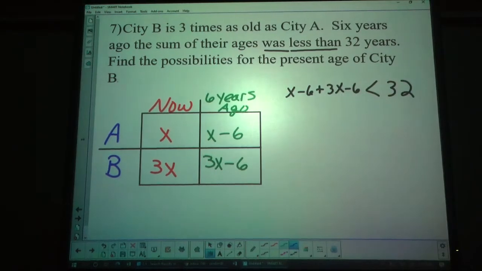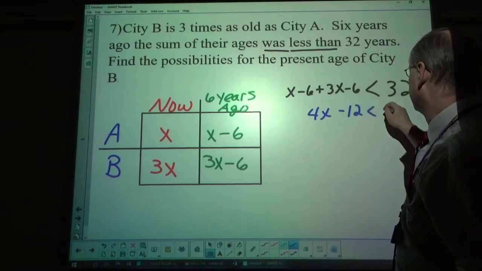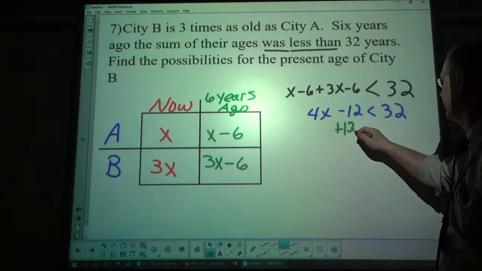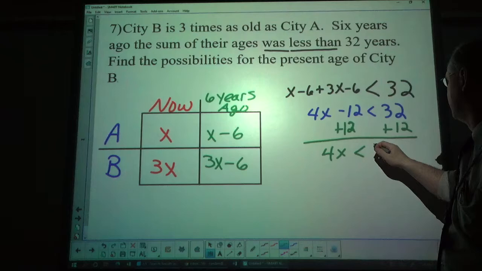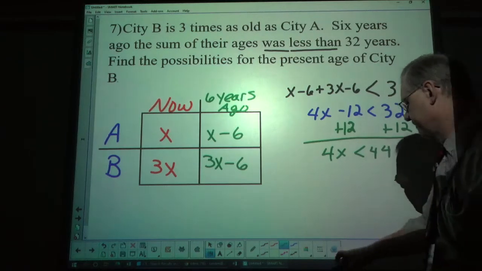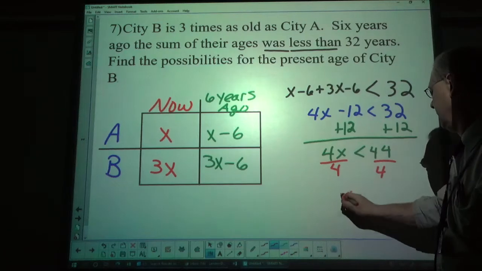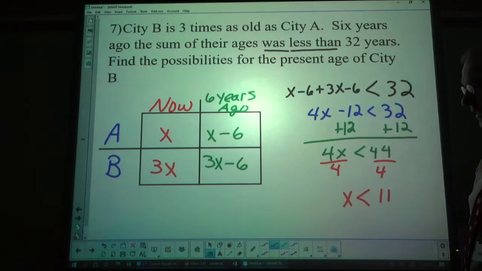Now I solve my inequality. 4x minus 12 less than 32. I'm going to add 12 to both sides. 4x is less than 44. Divide both sides by 4, x is less than 11. Okay.